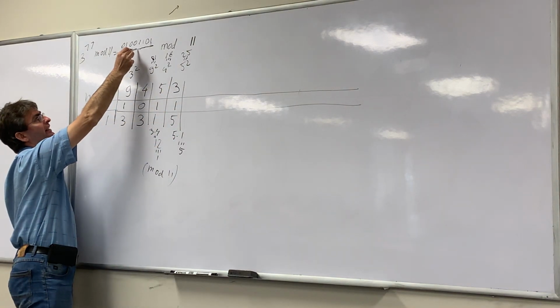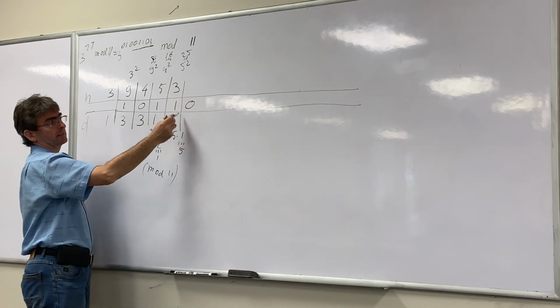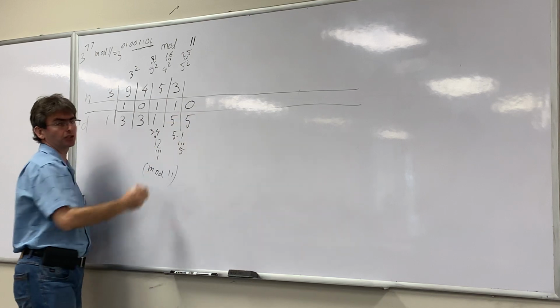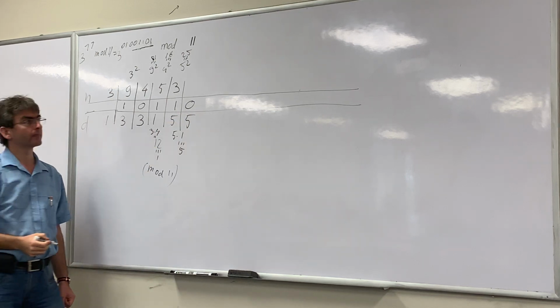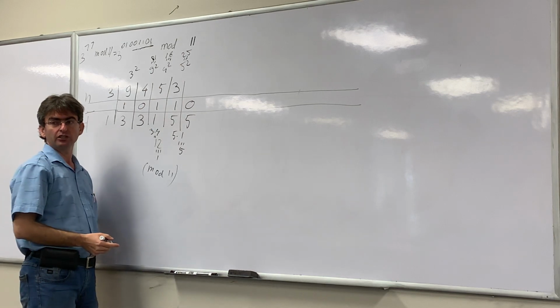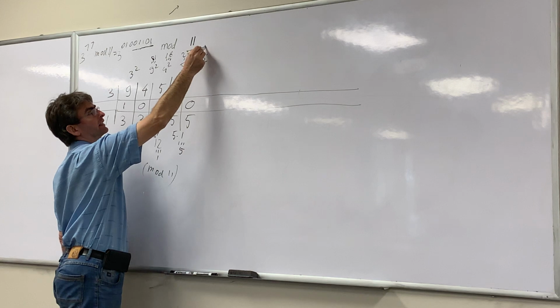We expand again the exponent to the left, we get a 0. 0 means this 3 is not used, the current base, so we keep 5 unchanged. And we prepare the base for the next computation. It becomes 3 squared, which is 9.